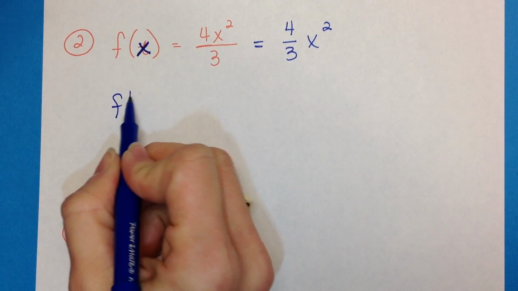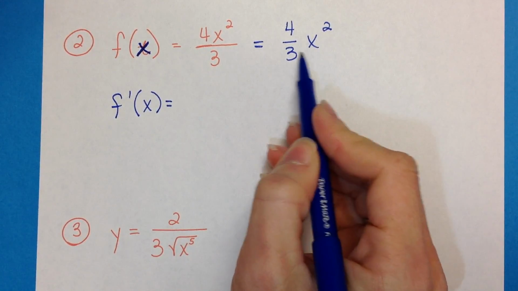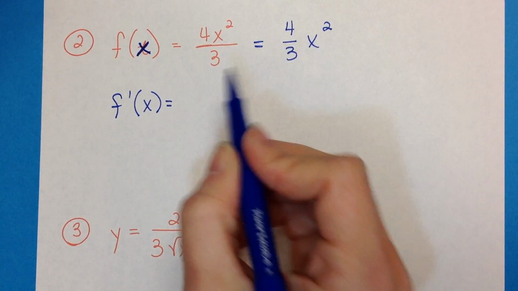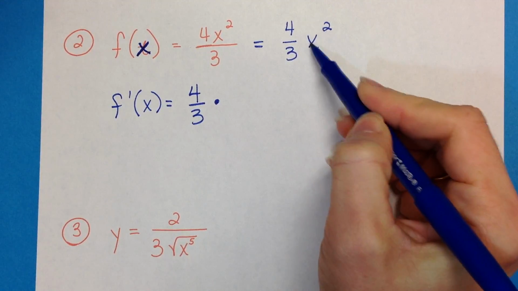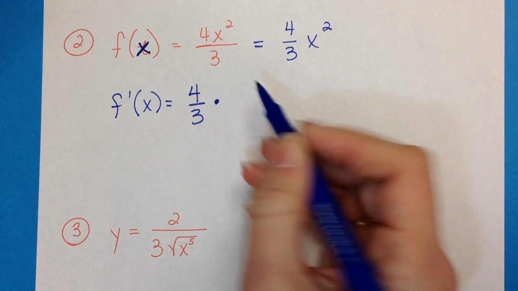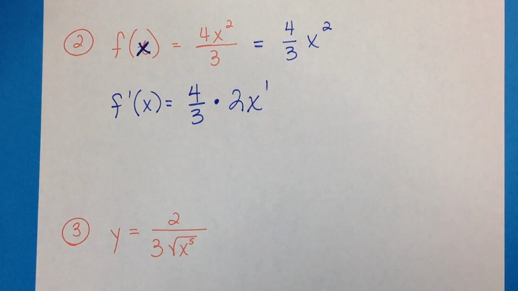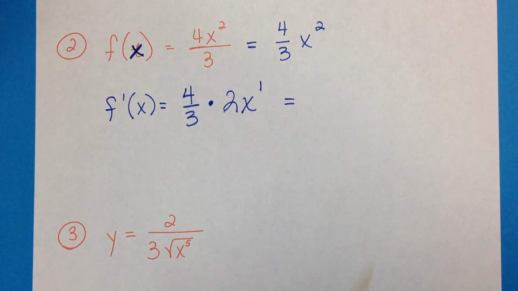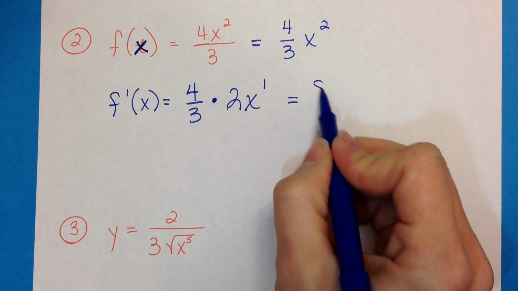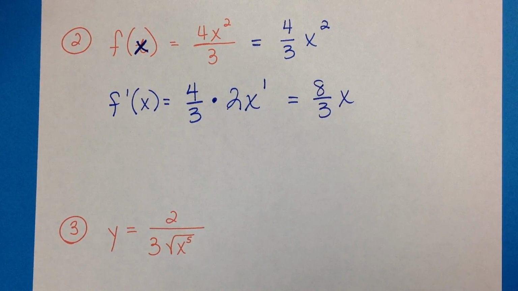So now taking my derivative, now this is going to be that constant multiple rule, so this would just be 4/3 times, now apply your power rule to x squared, so that would have to be 2 times x to 1 less power, so that would just drop to a first power. So now go ahead and actually multiply your two constants, so that's going to give you 8/3 x for your derivative.